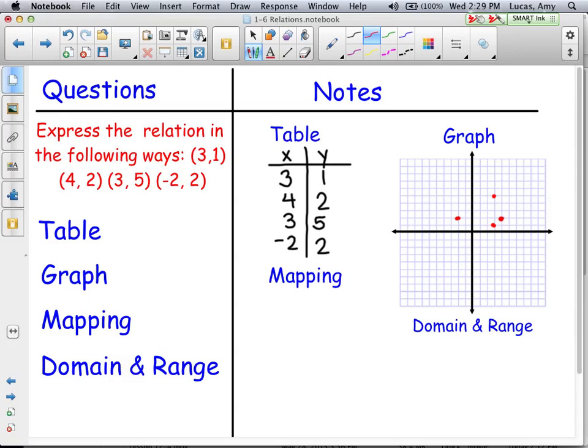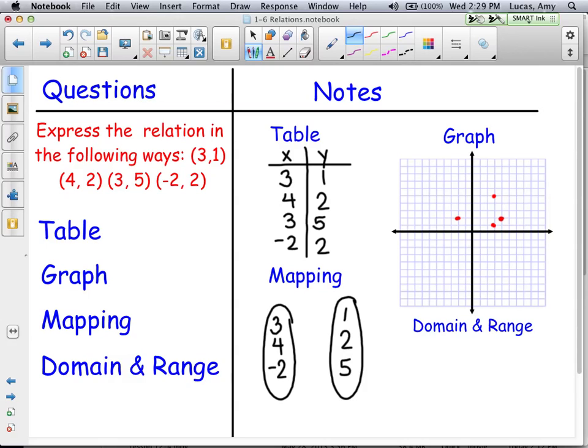Now the mapping is probably completely new to you. What we do in a mapping is we write all of the x coordinates and all of the y coordinates in these oval shapes. Now, a mapping is different from a table in that if you see the same number repeated, you don't write it twice in the mapping. So you can see I wrote 3, 4, I didn't write the 3 again, I wrote the -2. 1, 2, 5, and I don't write the 2 again. Now, I have to map each of my ordered pairs.